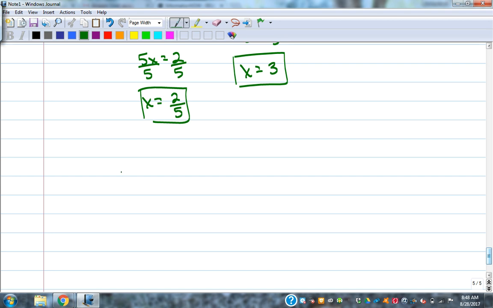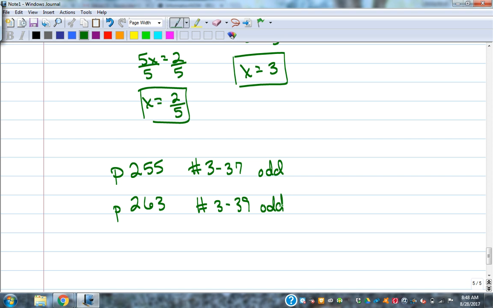It's algebra 2. So page 255, 3 through 37 odd, and page 263, 3 through 39 odd. Yeah. Those sections about factoring, solving.